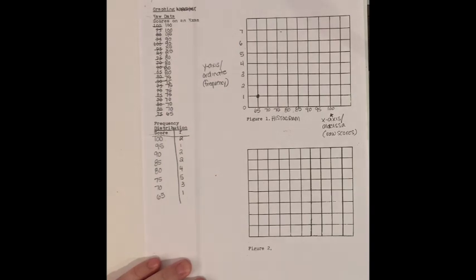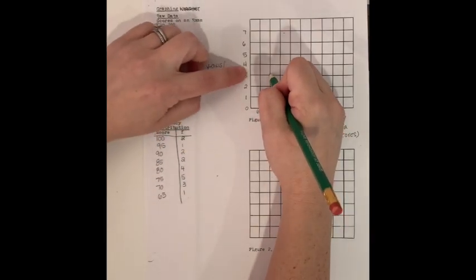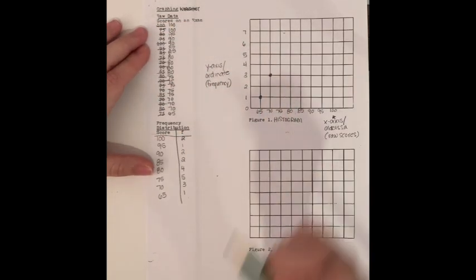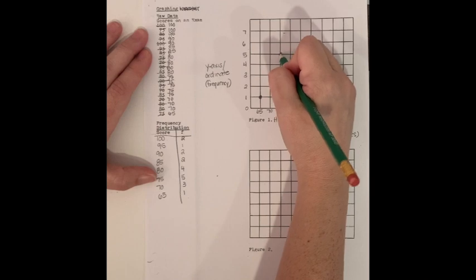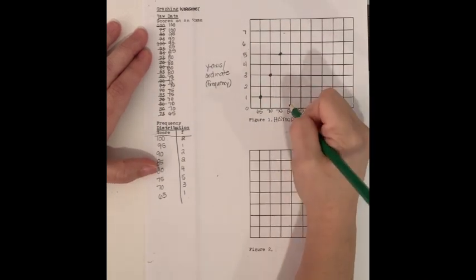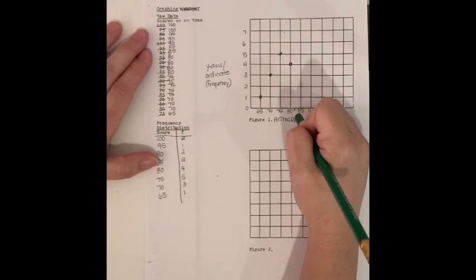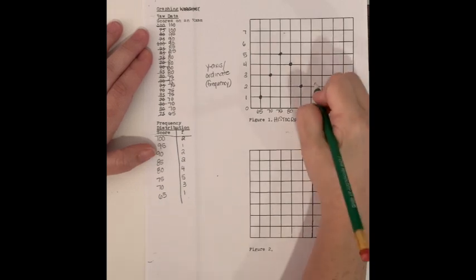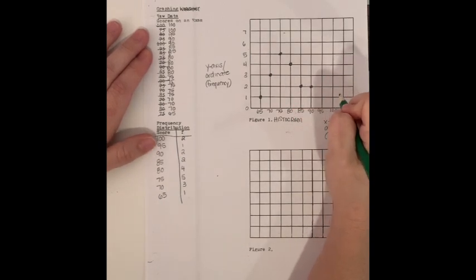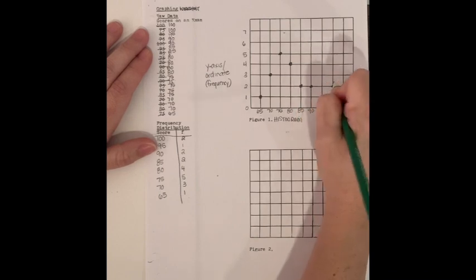And then I'm just gonna keep doing that for each one. So 70 is 3, put a dot at the intersect. And 75 is 5. And there were 4 80s. And there were 2 85s. And there were 2 90s, 1 95, and 2 100s.